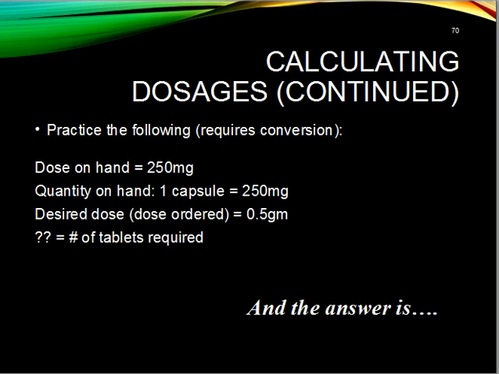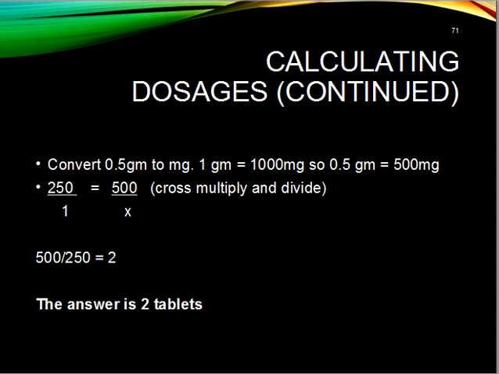Practice the following. Dose on hand 250, quantity on hand is 1 capsule, and in 1 capsule is 250 milligrams. Desired dose is 0.5 grams. Convert 0.5 grams to milligrams: 1 gram is 1,000 milligrams, so 0.5 grams equals 500 milligrams. 250 over 1 equals 500 over X, which is the unknown. 500 divided by 250 is 2. The answer is 2 tablets.